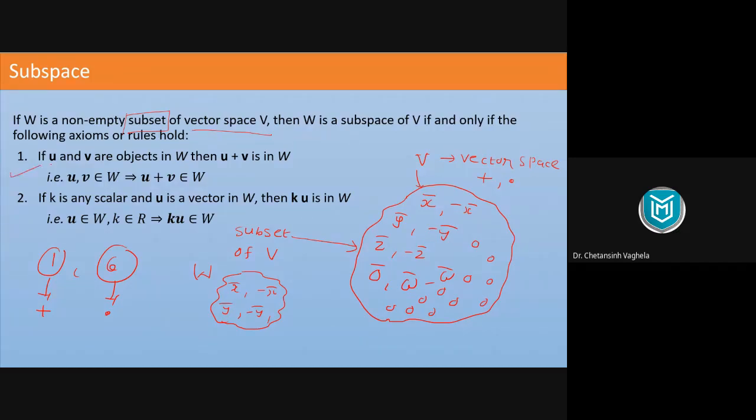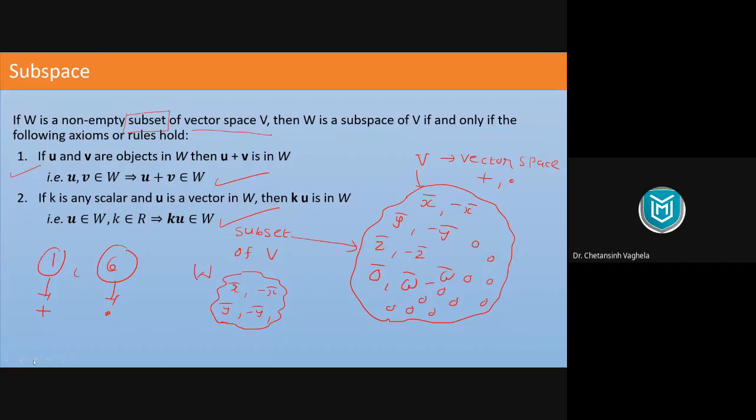First condition, if u and v are two objects from W, then u bar plus v bar also belongs to W. This is called the closure property of addition. And second condition, if k is any scalar value and u is any object or vector from W, then k times u is also again a member of W. That means ku is also part of W. This is called the closure property of scalar multiplication. So if the closure property is satisfied for addition as well as scalar multiplication, then we can say it is a subspace. Right? So this is the definition of subspace.